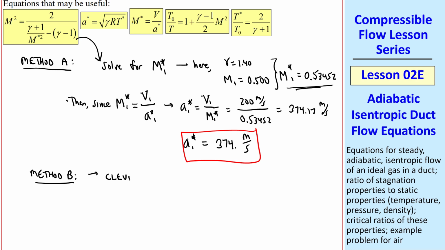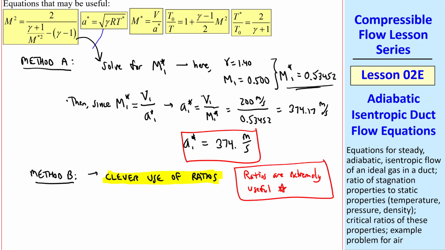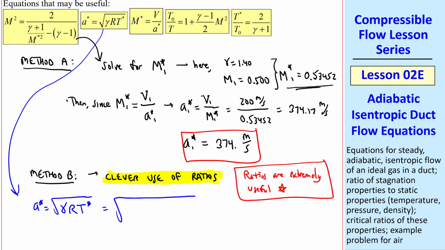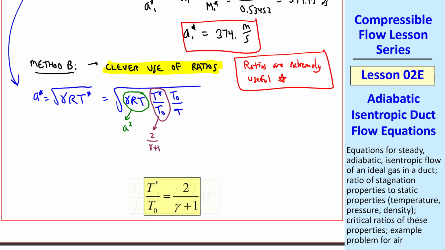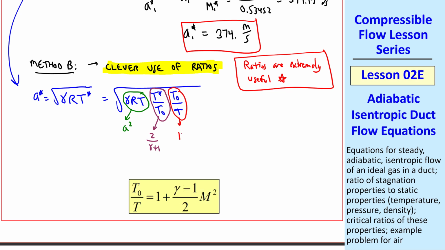Method B is what I'll call clever use of ratios, and I'll just comment here that ratios are extremely useful. I'll start with this equation for A star, and then manipulate by writing this as gamma RT, T star over T naught over T. You can see that since the T's cancel and the T naughts cancel, this is the same equation, but we write it in terms of these ratios. Well, this grouping of terms is A squared, T star over T naught is 2 over gamma plus 1, and T naught over T is 1 plus gamma minus 1 over 2, M squared.